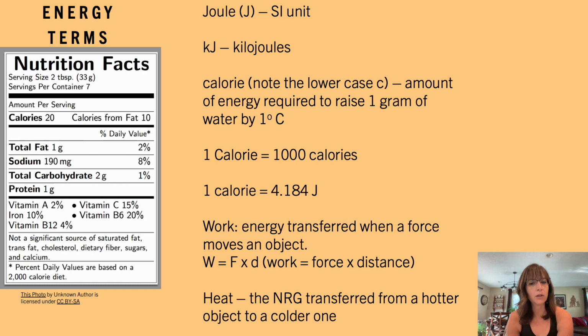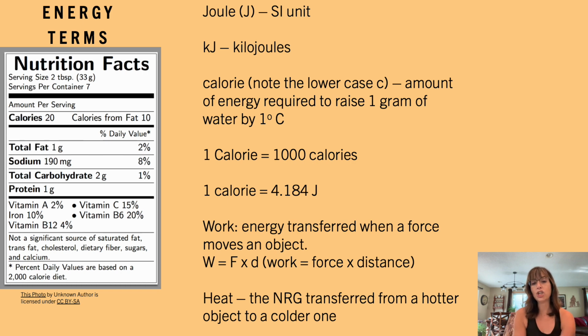Now there's 2 calories, one with a lowercase c, one with a capital C. Lowercase c is simply the amount of energy needed to raise 1 gram of water 1 degree Celsius. Important that that goes with the word water. 1 big calorie is equal to 1,000 little calories. And 1 little calorie is 4.184 joules. This also is going to go into specific heat when we get there in a little bit.